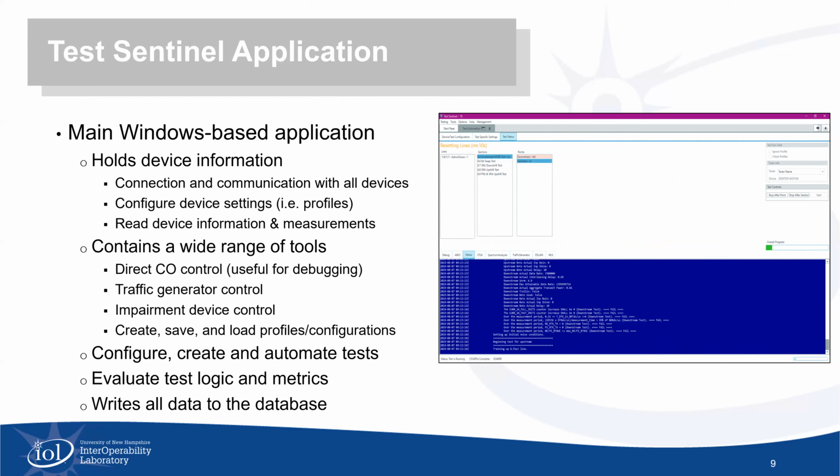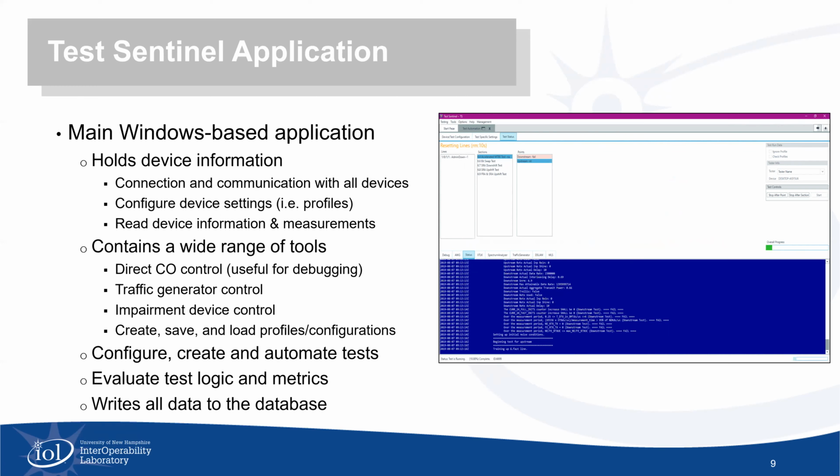Test Sentinel is also used for reading device information and measurements from devices, and anything that's required for the test automation. Now, in addition to automating all these DSL and Gfast tests, the software also contains a very wide range of tools that are able to be used. For instance, there's a tool that will allow you to directly control any CO device, meaning DSLAMs or DPUs. You're going to see this a little bit in the beginning of the demo video that I play, but this tool is extremely useful for debugging. So you can quickly set any profile that you have in your library to any DSLAM or DPU that you have, and pull any measurements or performance counters that you wish.